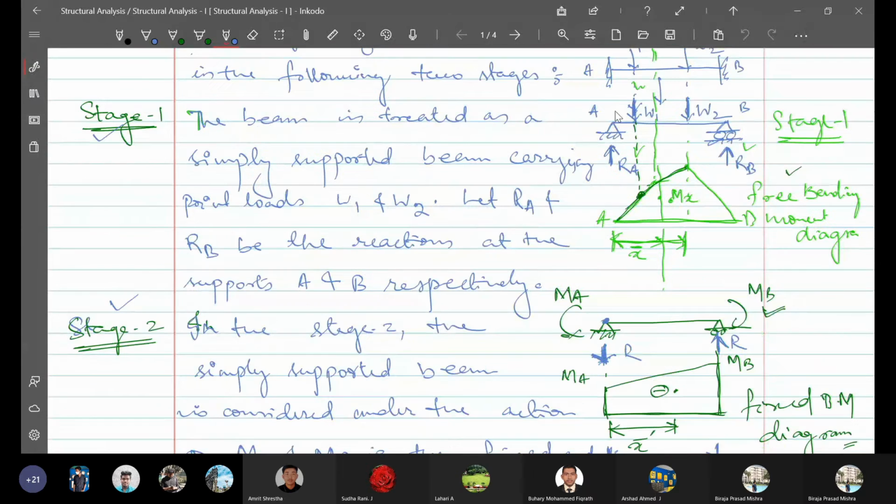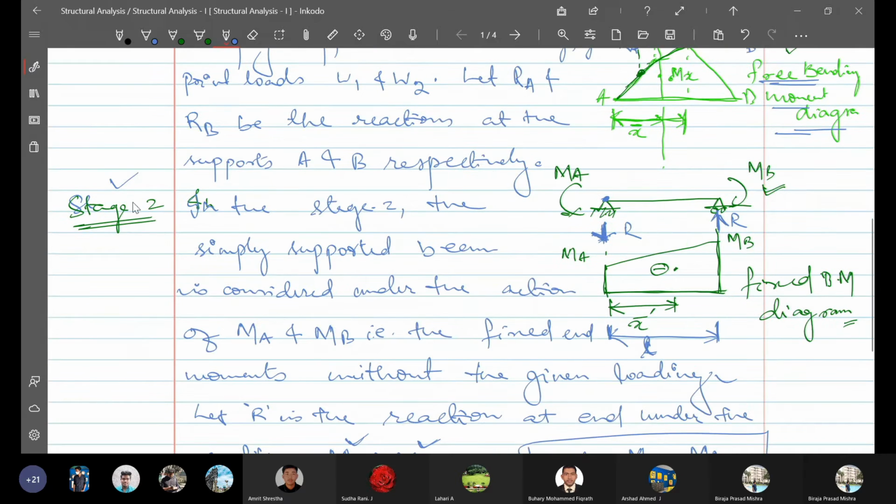So here in the first stage we have the externally applied loads, and this is a simply supported beam having the externally applied loads. From this we get the free bending moment diagram. Next, in stage 2 we have a simply supported beam having the fixed end moments only.